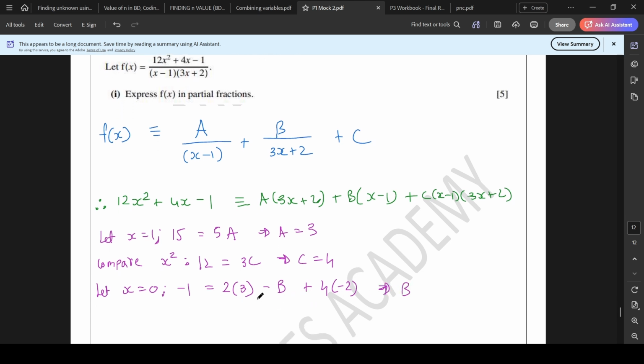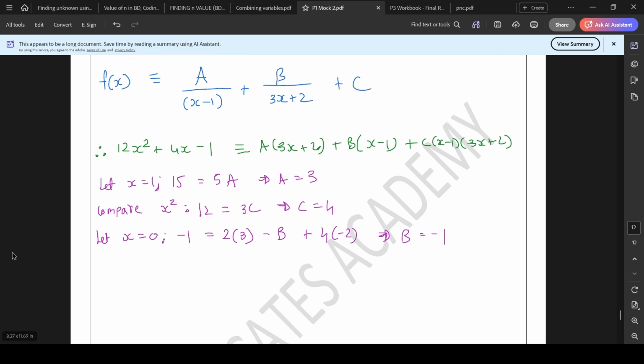So B will simply be equal to, if I'm sending B to the left side, on the right hand side I'll have 6 minus 8, which is minus 2. And then sending minus 1 to the right hand side will become plus 1. So minus 2 plus 1 is minus 1. And from here, I'll get my final answer.